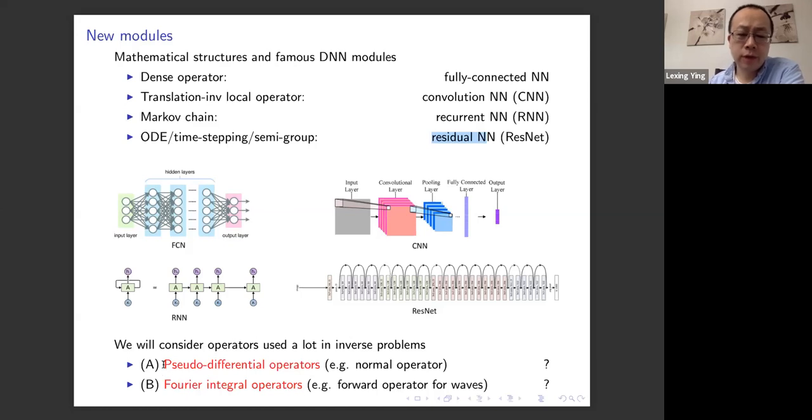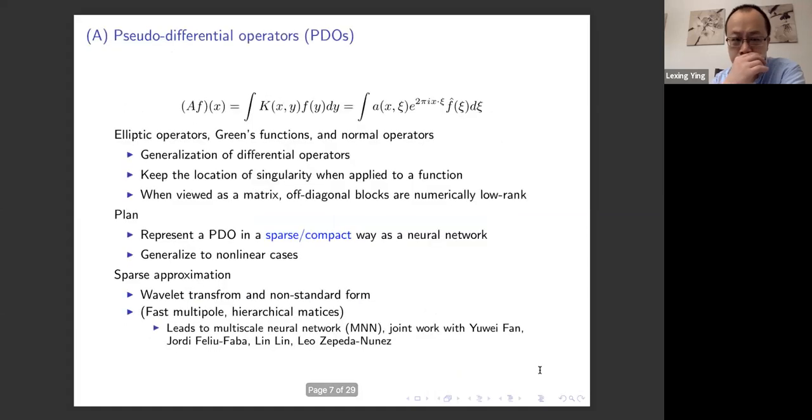we know that in inverse problems, the pseudo-differential operator and also the Fourier integral operator play a big role. As I said, the pseudo-differential operator is one of the main examples. The pseudo-differential operator is a normal operator in this problem. And examples of the Fourier integral operators are the forward and backward, and also the adjoint operator of the wave propagation, for example. So if we know that these operators are going to play a big role in inverse problems and also mathematical analysis in general, what would be the corresponding neural networks? Okay. So these are the first two questions we're going to answer.